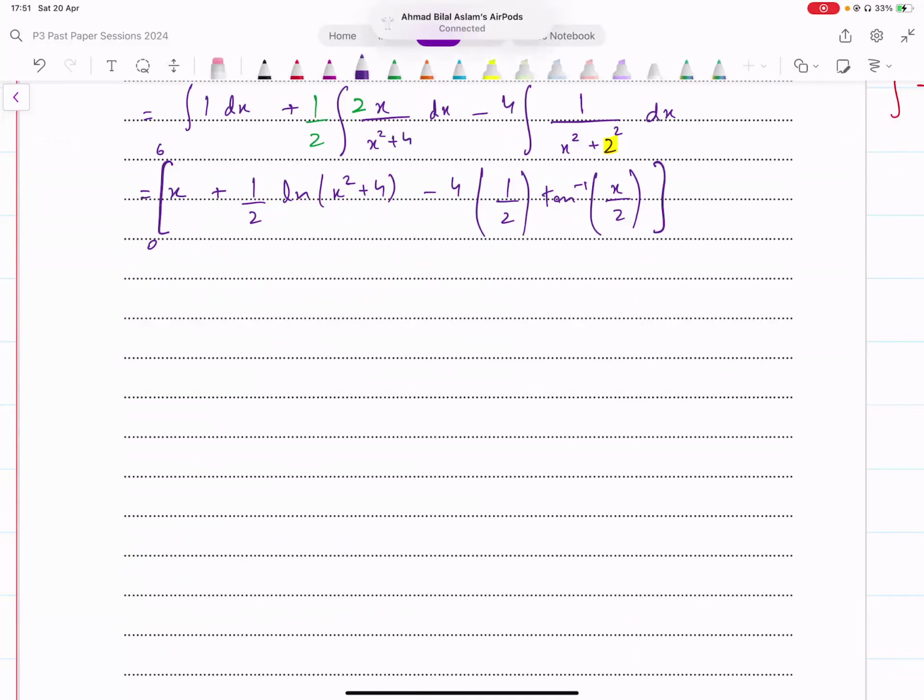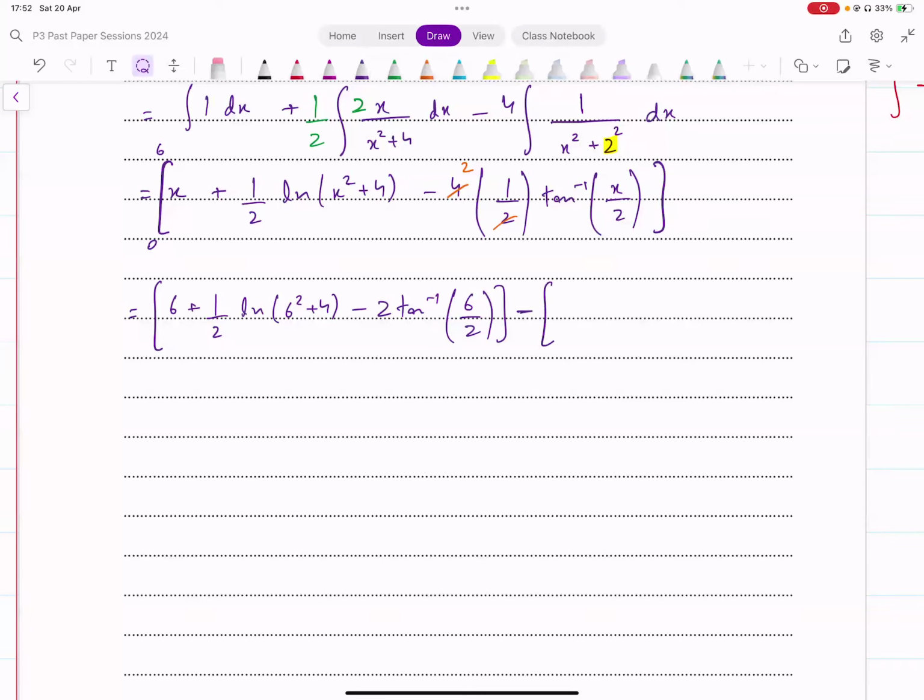Okay, let's input 6. When we input 6, that gives us 6 plus 1 over 2 into ln of 6 squared plus 4 minus, this gets cancelled, we have 2 left here. So that's minus 2 into tan inverse of 6 over 2. All right, that's what we get when we input x equal to 6. Subtract from this the case when we input x equals 0 and see what that gives us. 0 plus 1 over 2 into ln of 0 squared plus 4 minus 2 into tan inverse of 0 over 2, that's a 0.